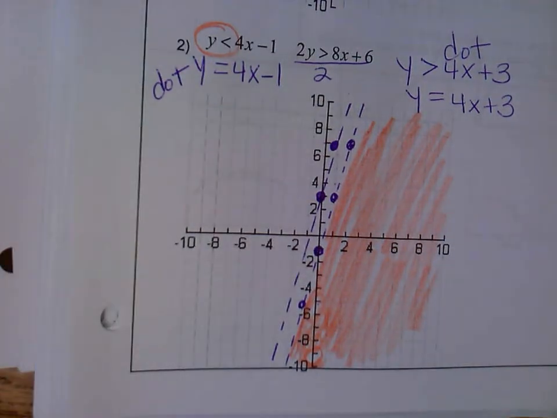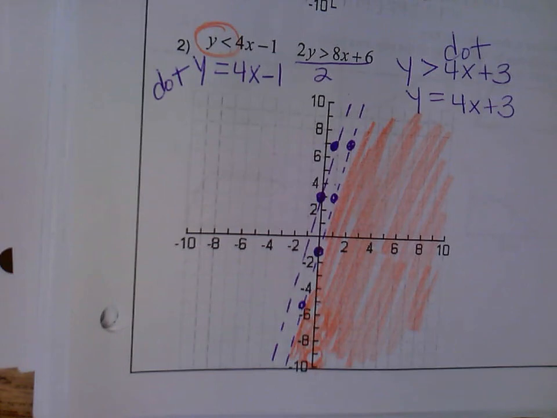So see how my two lines are parallel to each other? So I started at 3 and I went up 4 over 1. So there's one line and there's the other line. I shaded the orange below. Where do I have to shade this other line though? Y is greater than. So I actually have to shade above or to the left of that second line.